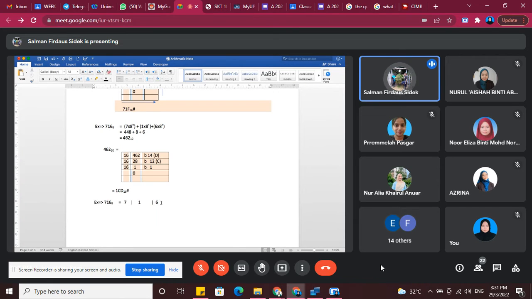So macam mana? What's the 3 bits of 7? 1, 1, 1. Okay, then 0, 0, 1. 6: 1, 1, 0. Okay, selesai. We have this sequence of bits. Ini dalam binary. What is the next step? Now we have binary number. Binary dah ada, nak dapat jawapan dalam hexa.